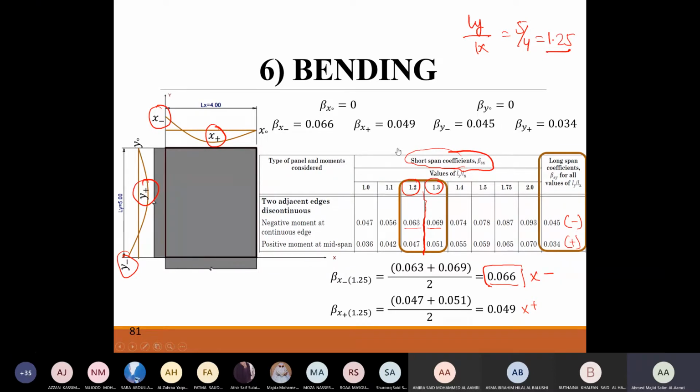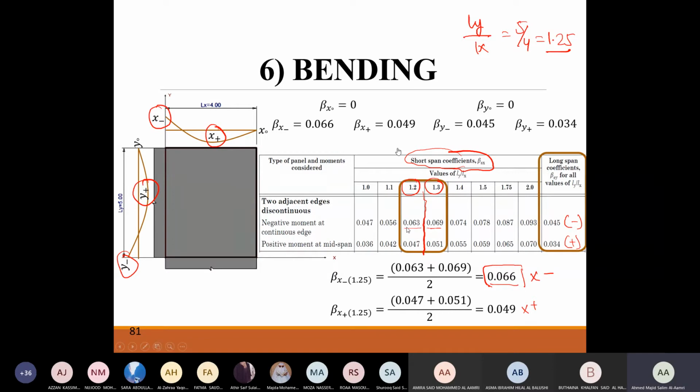Now the x coefficients depend on the ratio of Ly divided by Lx. In this scenario, Ly divided by Lx is going to be 5 divided by 4, which will give you 1.25. Unfortunately, we don't have direct values for 1.25. We have only 1.2 and 1.3. So either you do interpolation, or since it's exactly in the middle, we are going to take the average. Both of them are going to be the same.